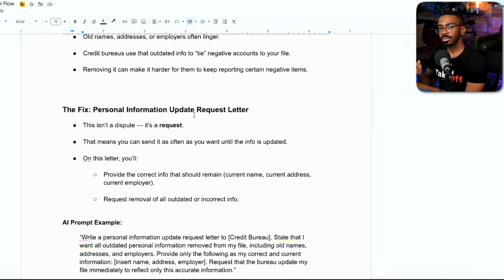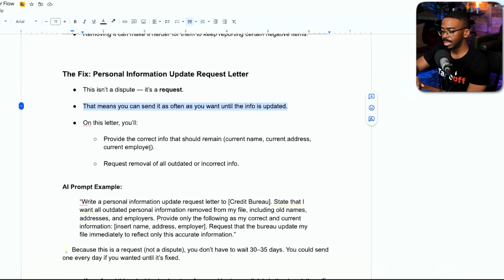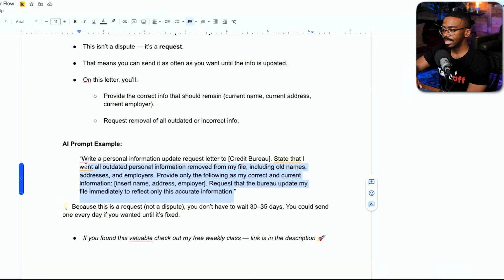What you can do is request for the credit reporting agencies to remove it, because when you want excess personal information removed, it's not a dispute, it's a request. And because it's a request, you can request it as often as you would like to be updated. So you can literally send this letter every single day. And all you're going to do is provide them the exact information that they need to update it. So if you see after 90 days, nothing has changed, you may have excess personal information on your report.